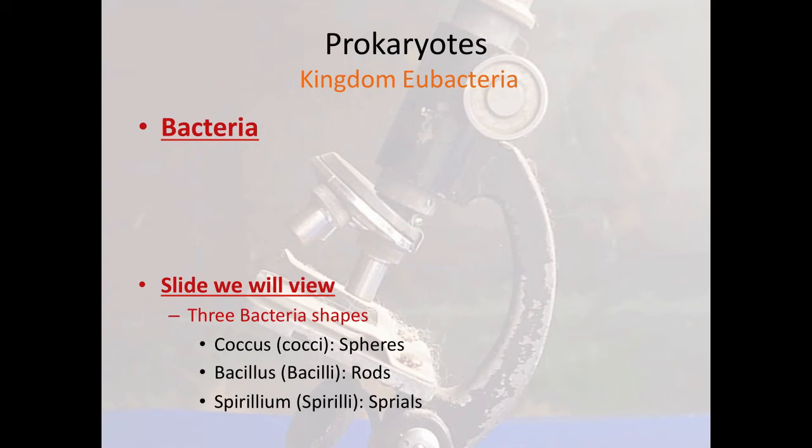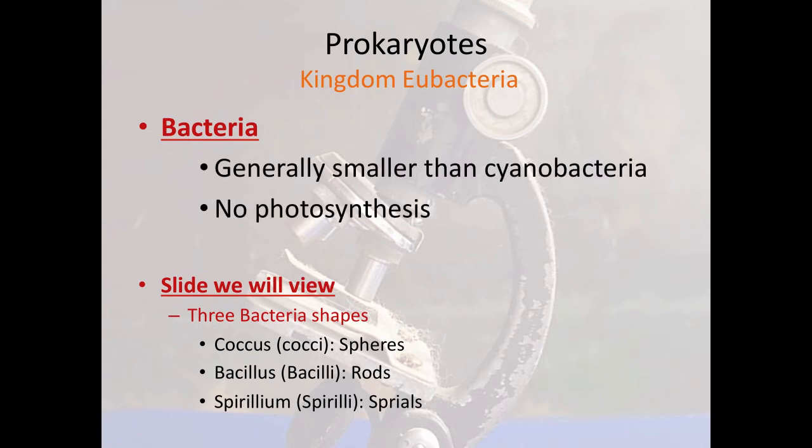And some examples of eubacteria. Generally they're smaller than cyanobacteria, with no photosynthesis, and on the slides that we'll be looking at today, we can characterize bacteria through their shapes. Cocci bacteria are round, bacilli bacteria are rod-shaped, and spirilli are spirals.